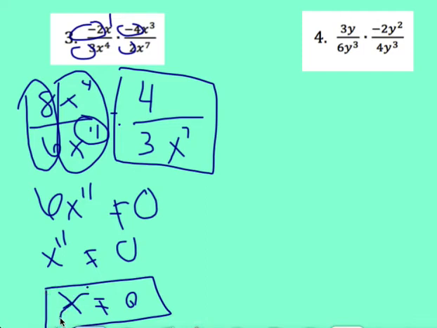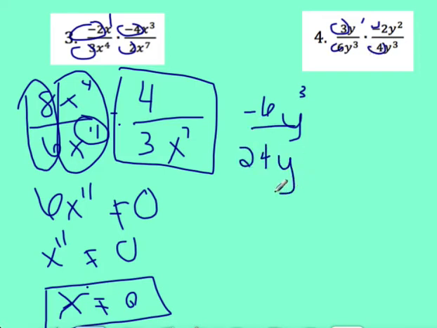Now let's take a look at number 4. So again, we're going to multiply on top. So we're going to take 3 times negative 2, which is negative 6. Y to the first times y squared, add those together and you get y cubed. On the bottom, 6 times 4 is 24. y to the third times y to the third, you're going to add those exponents and get y to the sixth.